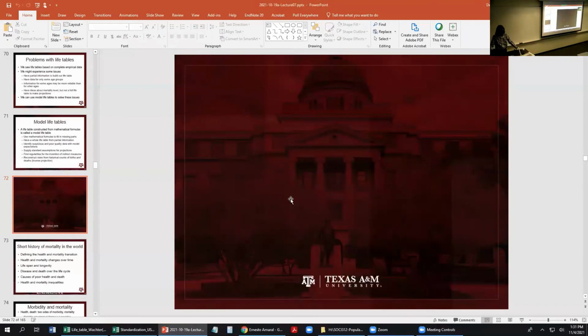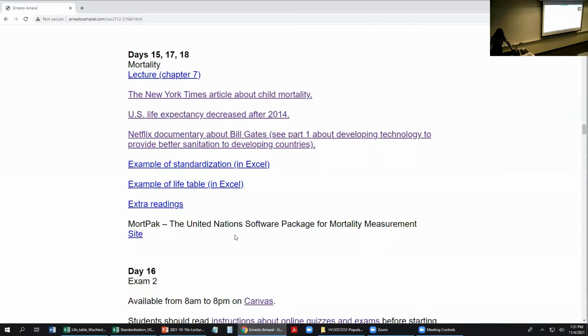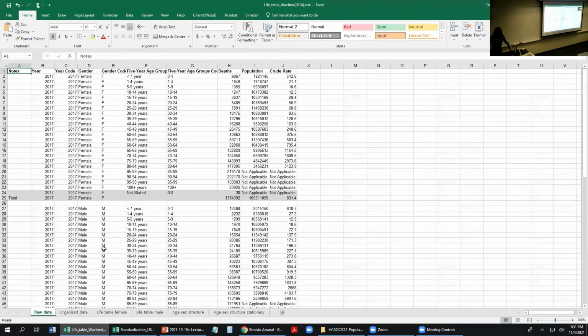Let me show you the Excel files. If you go to the course website under mortality, there is this link here to an example of standardization in Excel, and an example of a life table. These are compressed files. If you uncompress them, under the life table, one of the files is this life table here based on the textbook by Wachter.